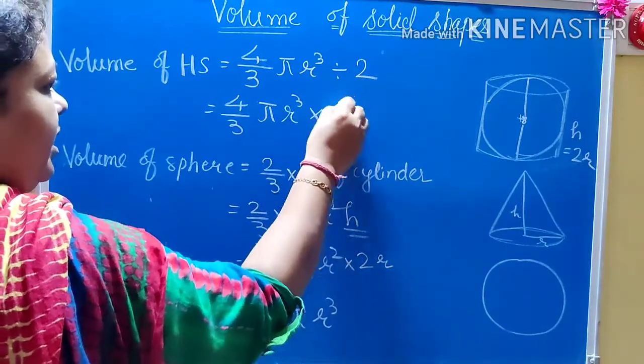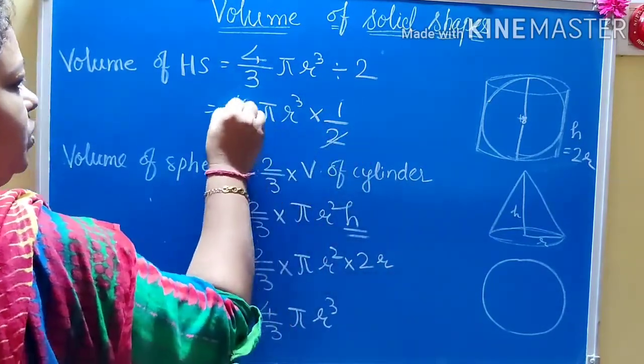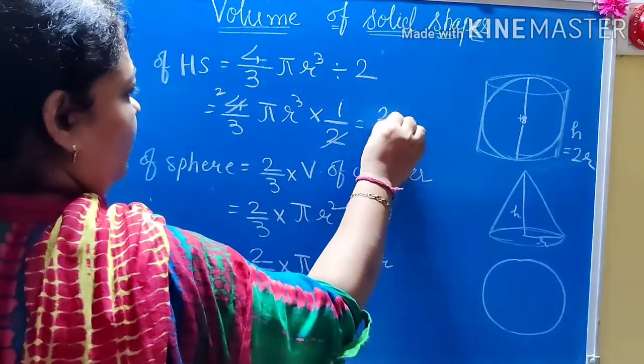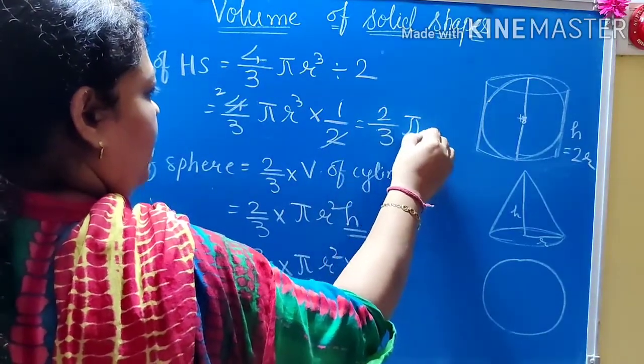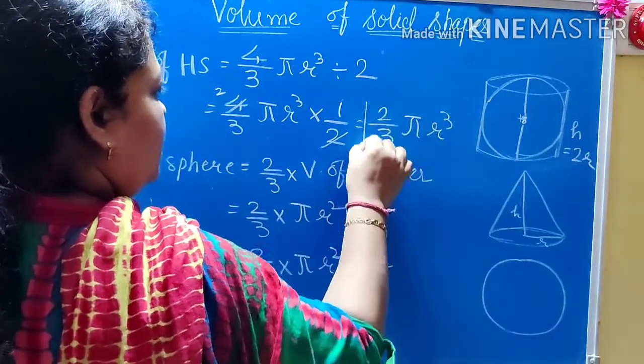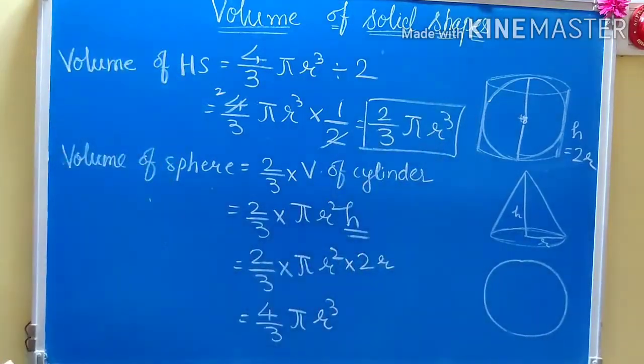Dividing by 2 means multiplying by 1/2. 2 1s are 2, 2 2s are 4. That will be equal to 2/3 pi r cube. This is the formula to find the volume of a hemisphere.